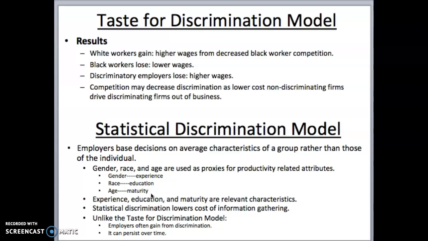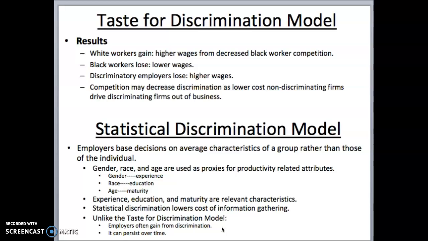Yes, on average, you might have people under 30 less mature than people over 30. But for some of those people that are under 30, they're more mature than the people that are over 30. So you end up discriminating against specific groups based on irrelevant characteristics. Unlike the taste for discrimination model, this kind of discrimination does benefit the employer.